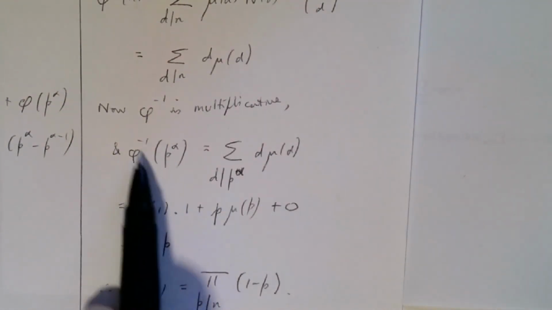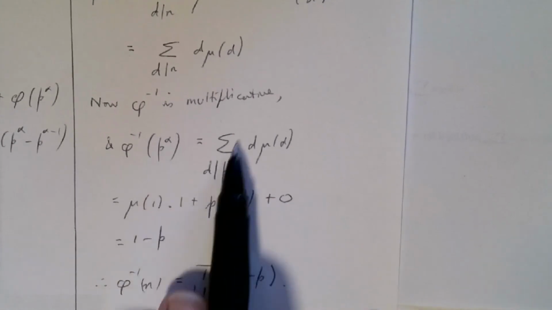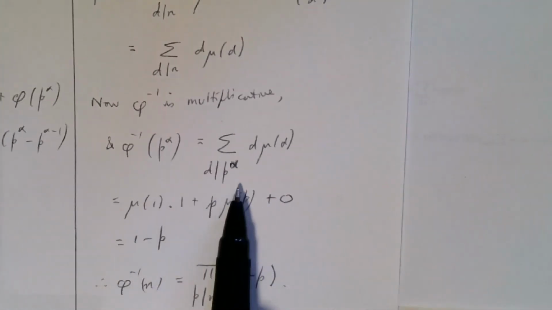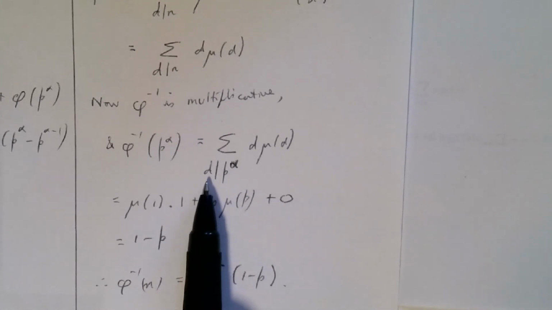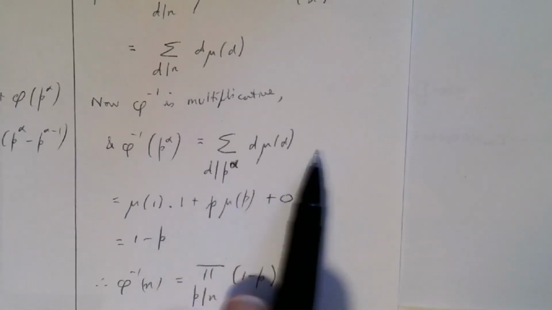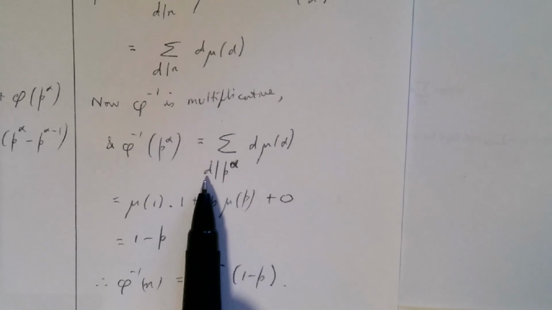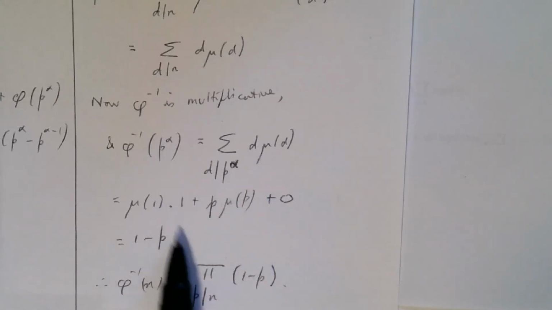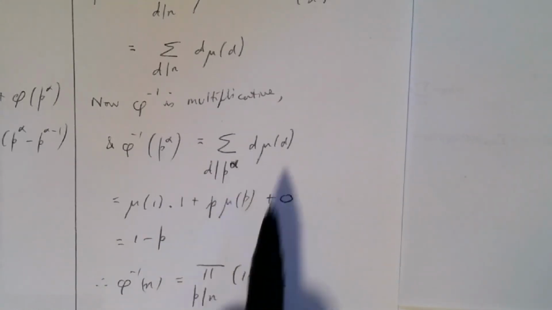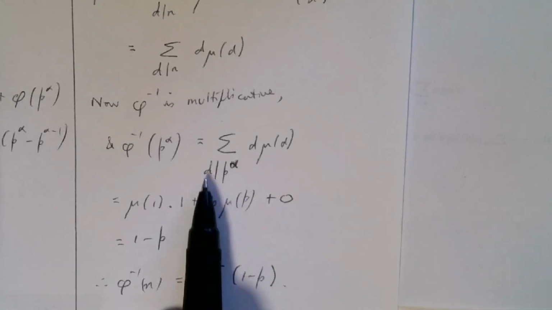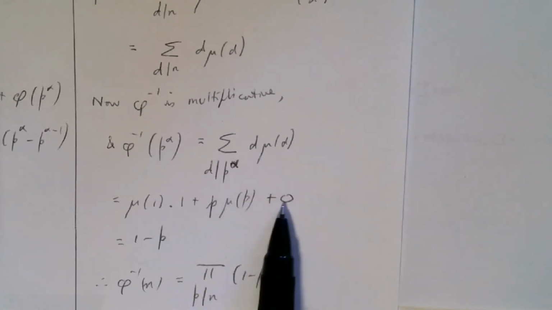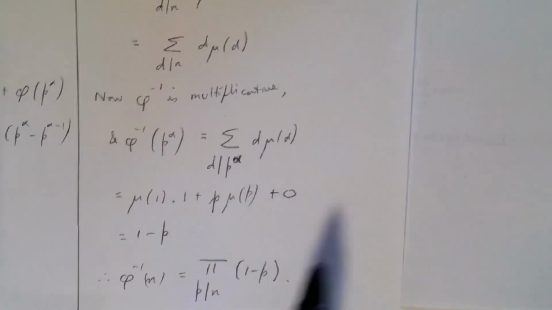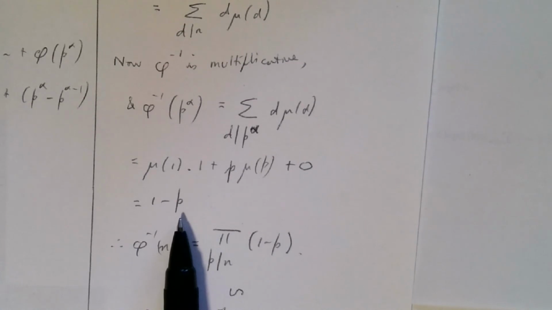We evaluate phi inverse at p to the alpha, so we take a sum over the divisors d of p to the alpha of d mu of d. Well, there are not too many of them that are not going to give me 0 here. If I put d as 1, I get 1 times mu of 1. If I put d as p, I get p times mu of p. And after that, d will be a power of p, so it contains a square, and so mu of d is 0. So all the rest of the terms in the sum are 0, and this is 1 minus p.